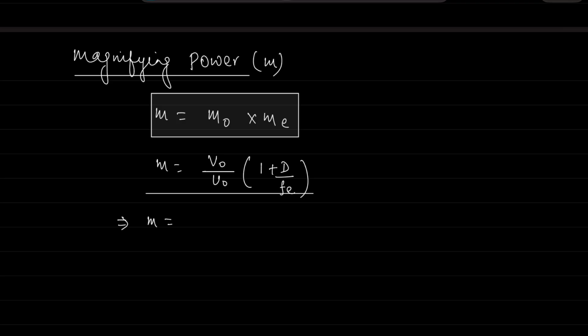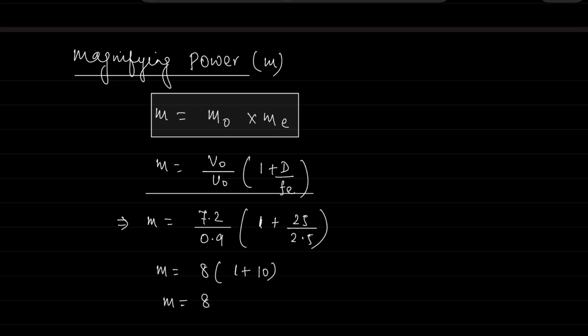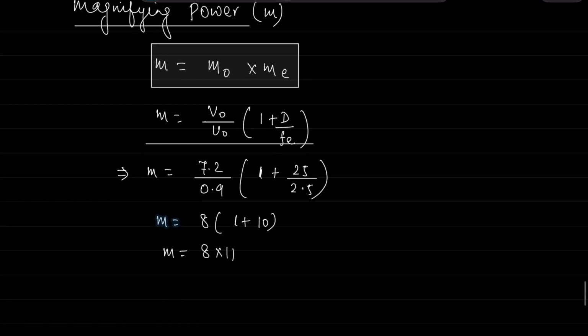M is equal to 7.2, that's the Vo, divided by 0.9 bracket 1 plus 25 divided by 2.5. So M is equal to 8 bracket 1 plus 10. M is equal to 8 into 11. So magnification is equal to 88 times. So this is the answer of the second part of the question.